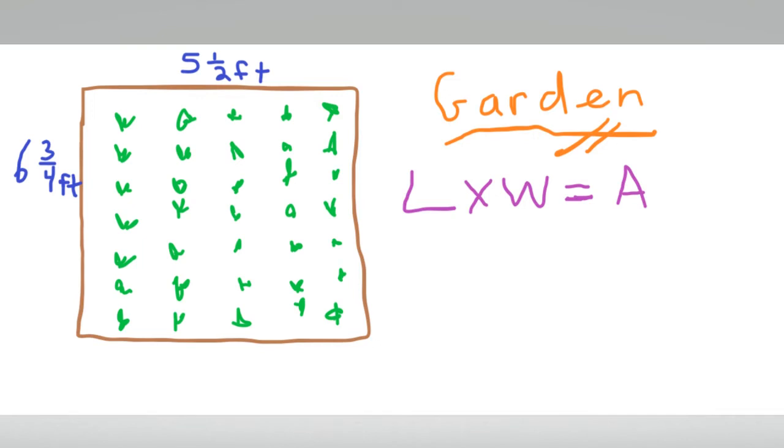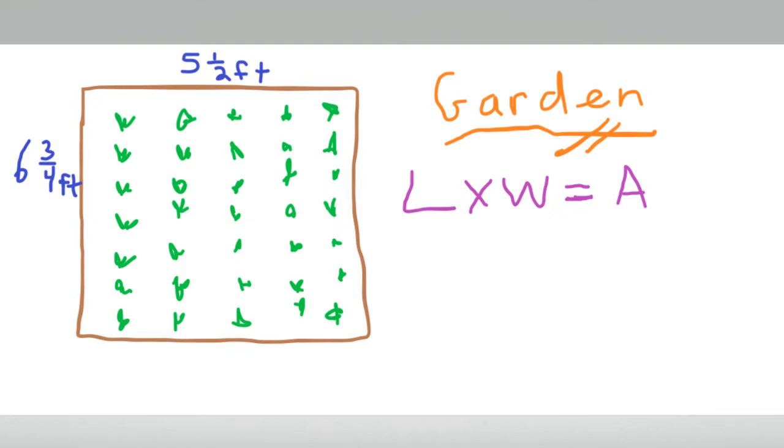So today we're going to practice multiplying mixed numbers. For our first problem, we're going to be taking a look at a real world problem of finding the area of a garden bed. This particular garden bed is 5.5 feet wide and 6 3/4 feet long.